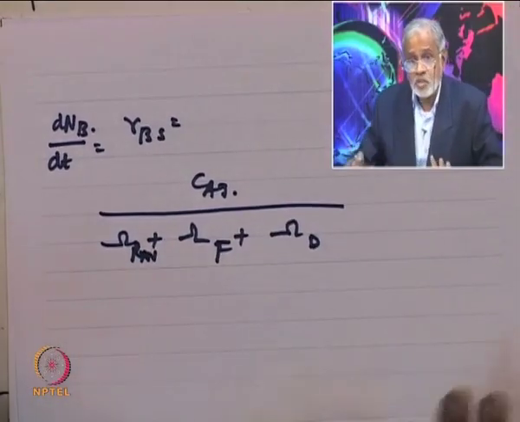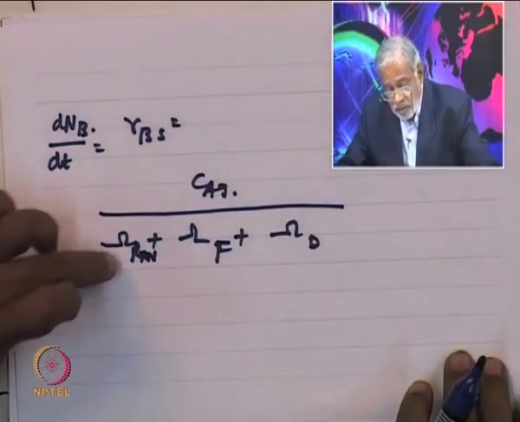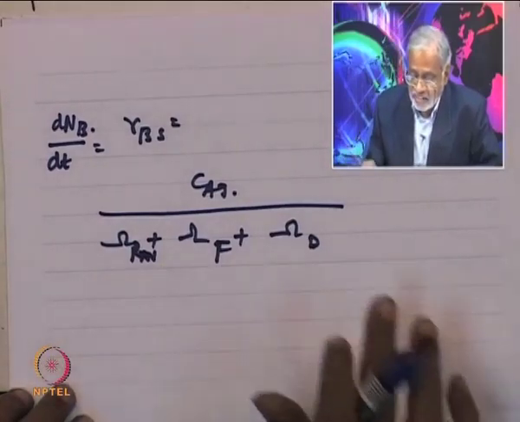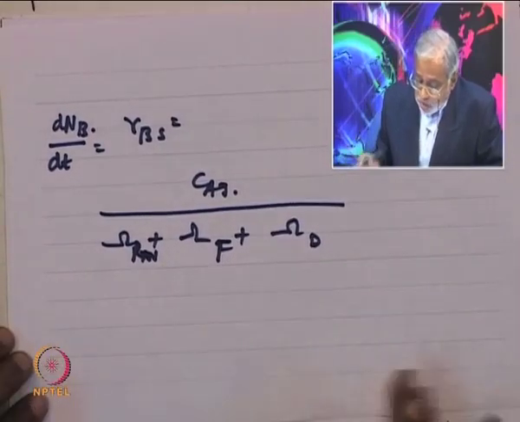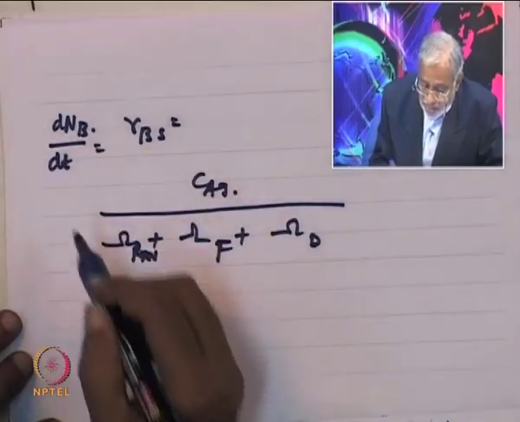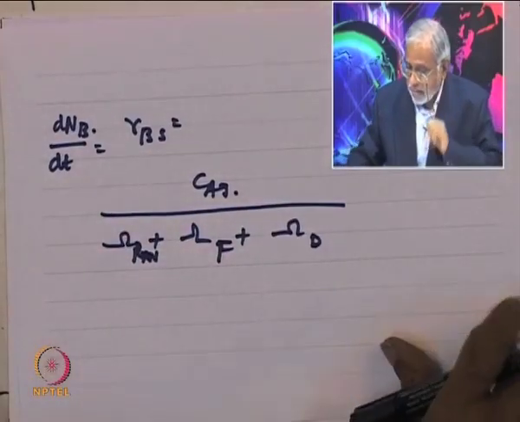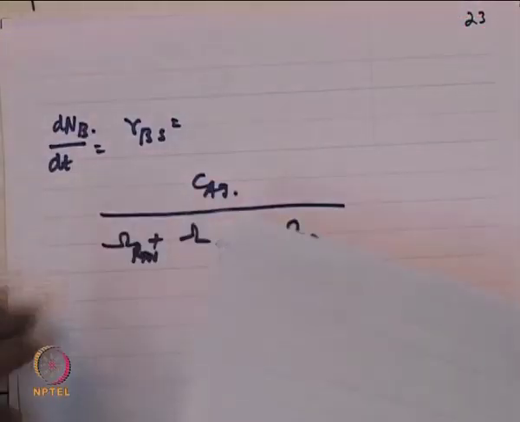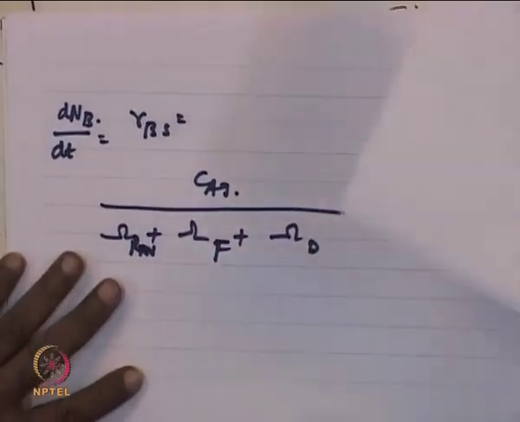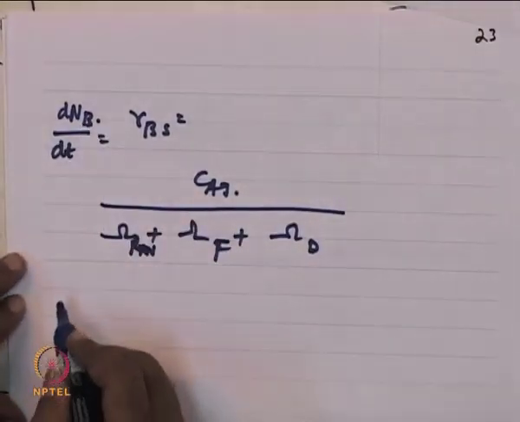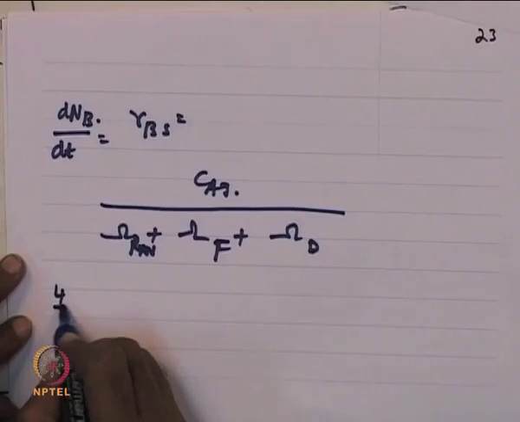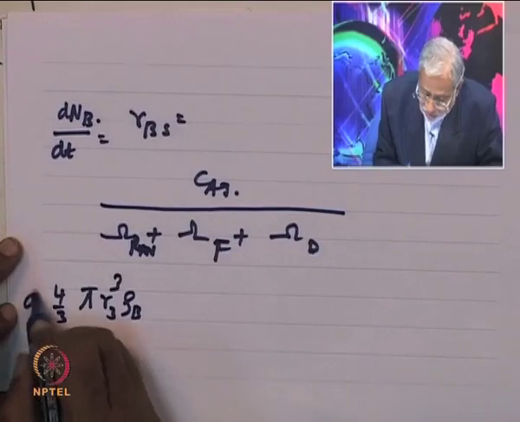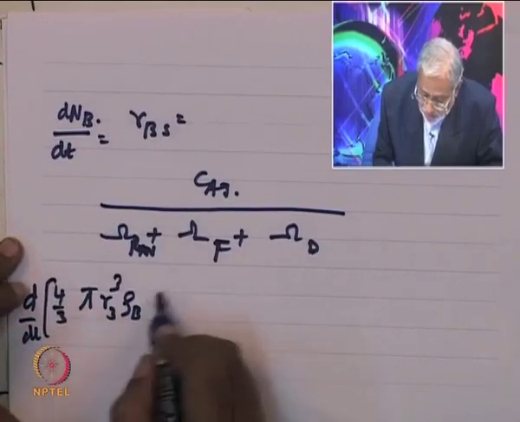So, in a general situation where reaction, film as well as ash diffusion are all important, you simply have to add these resistances. Which means what? The rate at which chemical reaction occurs. So, now let me replace that. It is slightly messy algebra, but let us do it properly now. So, d N B by d t, we know this d N B by d t is what? The left hand side is 4 by 3 pi R C cubed times rho B. I have to differentiate this. That is the left hand side.